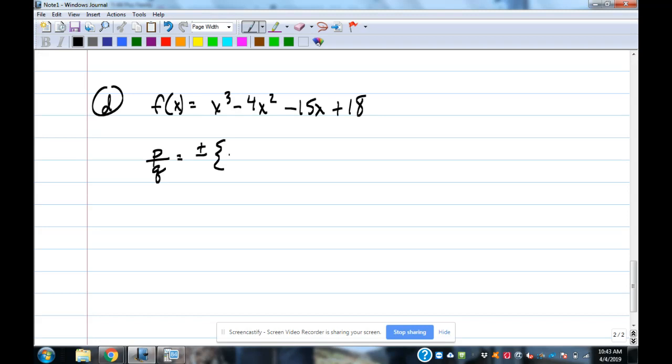All right, P over Q list. This one should be easy because the leading coefficient is what? 1. So that makes the P over Q list super quick and easy. It's only the factors of the constant. What's the constant? 18. What are the factors of 18? 9 and 18.